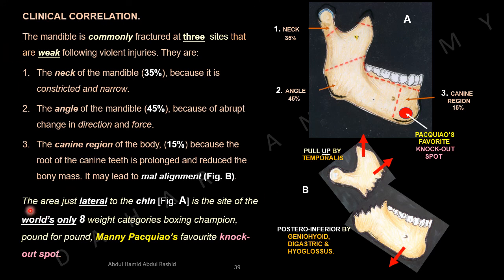Now let's talk about diagram A here. The area just lateral to the chin in diagram A, just lateral to the chin, is the site of the world's only eight weight categories boxing champion, pound for pound, Manny Pacquiao's favorite knockout spot.